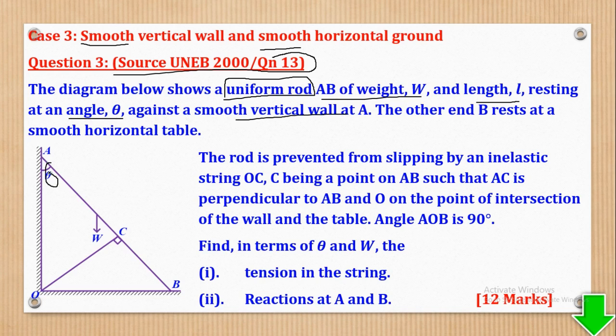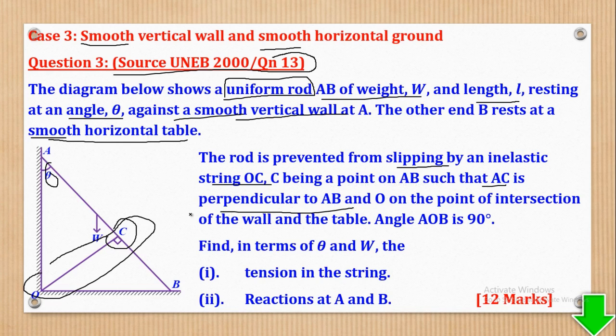I think this is there, that. The other end B rests on a smooth horizontal table. Note this word smooth and also smooth. Okay, the rod is prevented from slipping by an inelastic string. Inelastic means that it doesn't stretch. String OC, this is the string OC, C being a point on A such that AC is perpendicular to AB. I think you can see this angle 90 means perpendicular, and O is the point of intersection of the wall and the table. This is the point O.